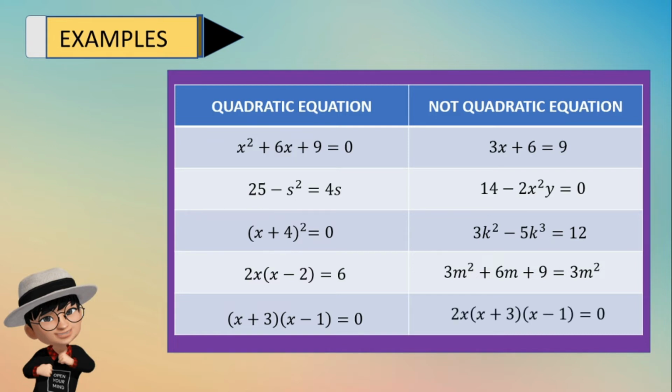Lastly, example number 10. 2x times the quantity x plus 3 times x minus 1 is equal to 0. By multiplying 2x times x gives us a product of 2x cubed. Therefore, the equation is not quadratic.